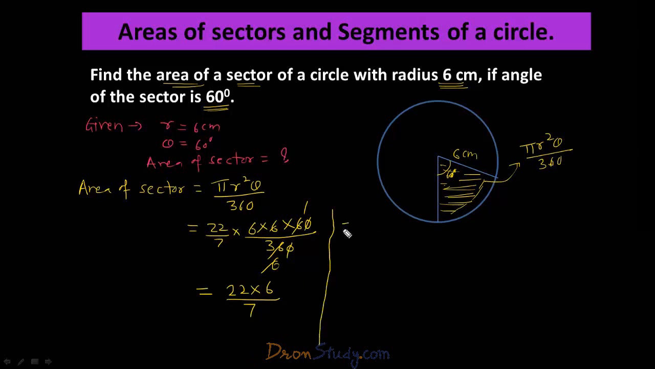So which is equal to 22 into 6, 6 2s are 12, carry 1, 6 2s are 12 and 1 is 13, so 132 upon 7, and 132 upon 7 is equal to 18.86 square centimeter. Therefore, the area of sector is equal to 18.86 centimeter square.